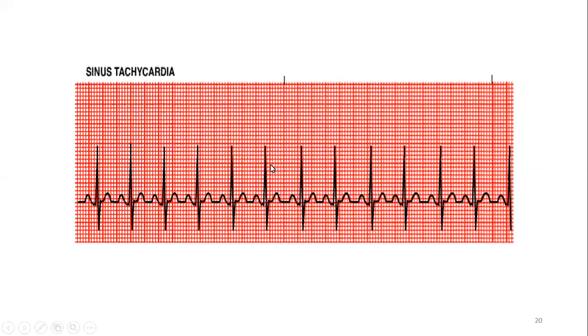Even if you say, let's count the small boxes. Let's use between this and this. 1, 2, 3, 4, 5, 6, 7, 8, 9, 10, 11, 12, 13. So about 13 small boxes. If we say 1,500 divided by 13, that's about 115 beats per minute. So we have a sinus tachycardia because you can look at the ECG strip and you can see the P wave, the QRS complex, and the T wave. Normal. The only problem here is the rate. So this is sinus tachycardia.